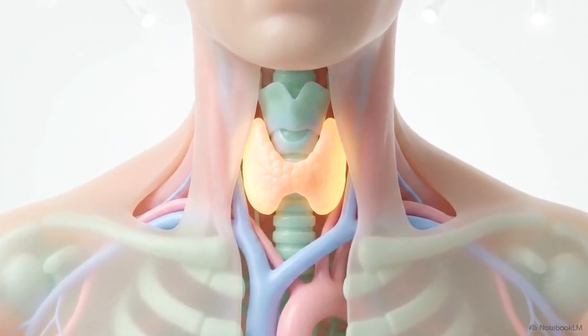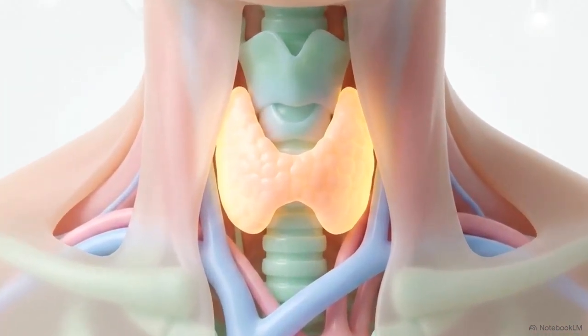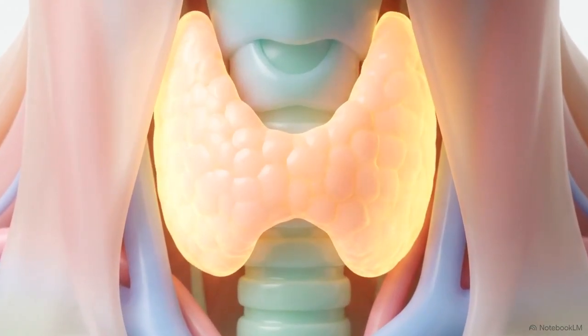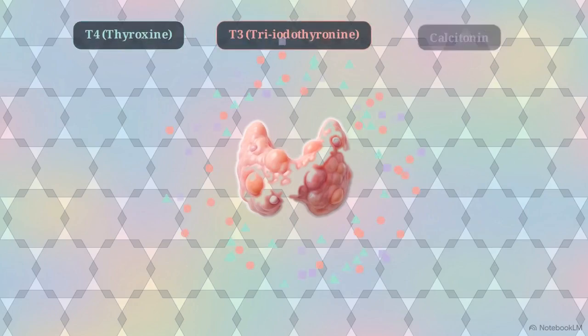The human neck is a densely packed neurovascular highway. Right in the middle of it sits the thyroid, a 25-gram metabolic engine. This organ governs basal metabolism and calcium homeostasis by synthesizing thyroxine, triiodothyronine, and calcitonin, hormones that set the pace for nearly every cell in the body.